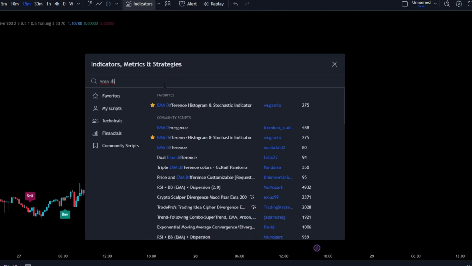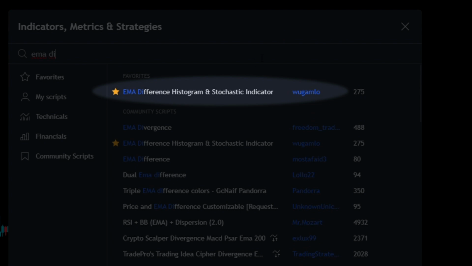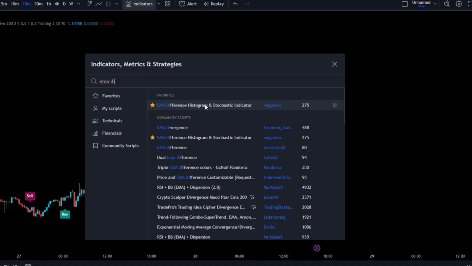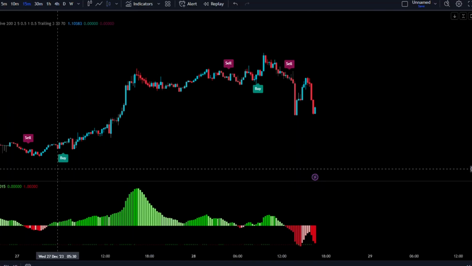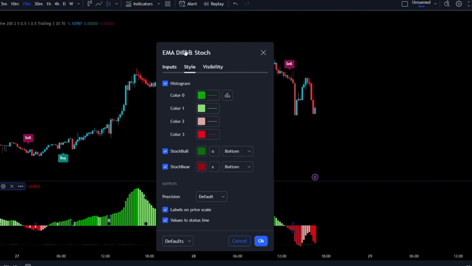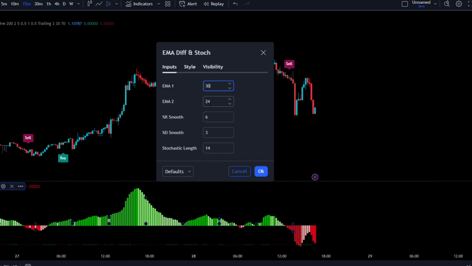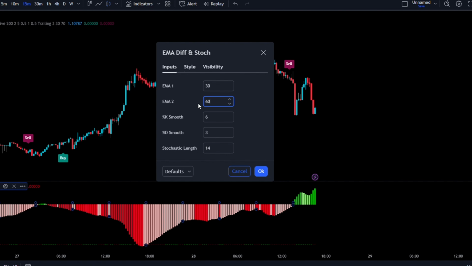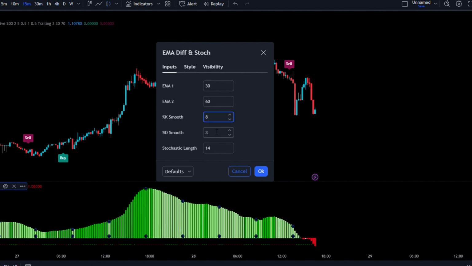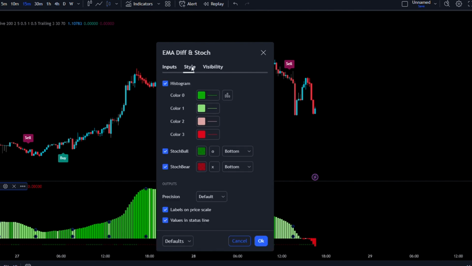For the second indicator, we're going to be adding the EMA difference histogram and stochastic indicator. We're also going to make some adjustments to this in the settings. So let's double click, go to inputs, EMA 1 to 30, EMA 2 to 60, K smooth to 8, D smooth to 6, and the stochastic length to 21. We're also going to go to style and make these colors more visible, and uncheck the stock bull and stock bear.